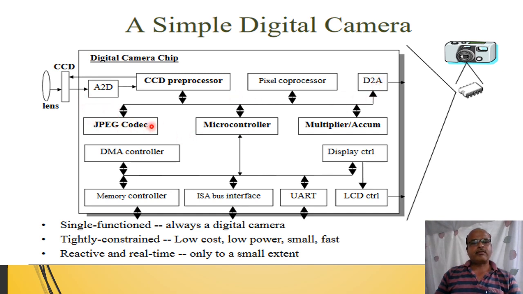Then the JPEG codec, Joint Photographic Experts Group. To compress the image, JPEG is used, as you know. Then a DMA controller is also used. Then memory controllers are also used. Then the microcontroller, as in third year you are studying microcontrollers. So this is also a main part or heart of any digital camera. Then ISA bus interface, UART, LCD control, then display control, multiplier or accumulator.